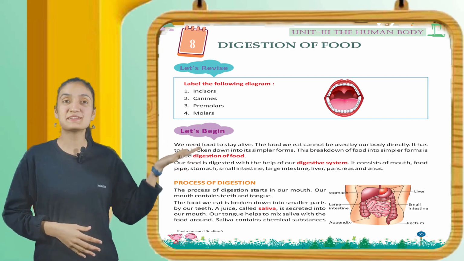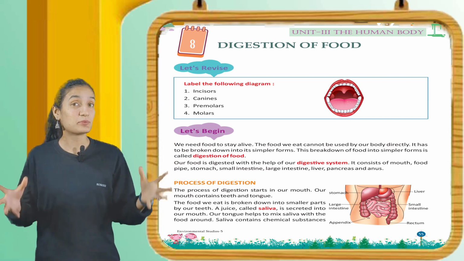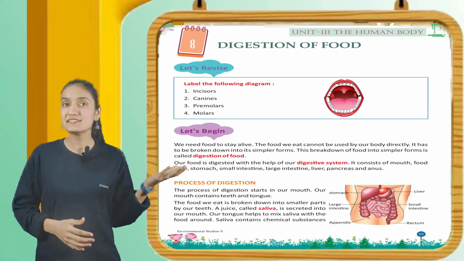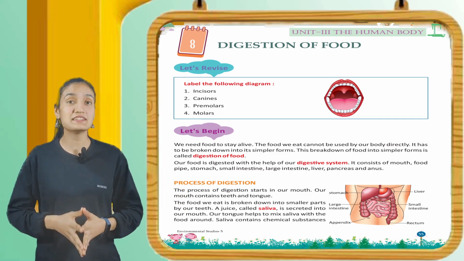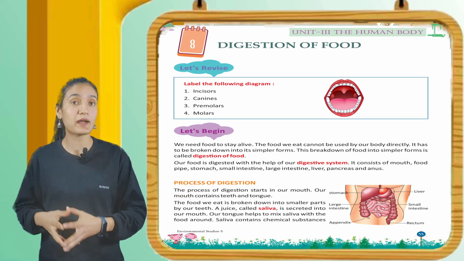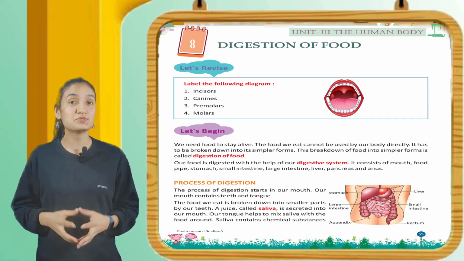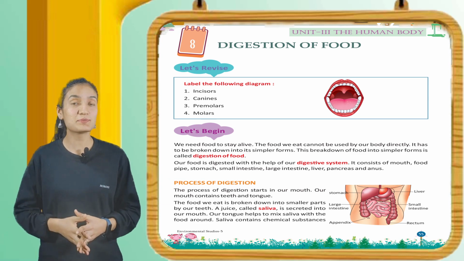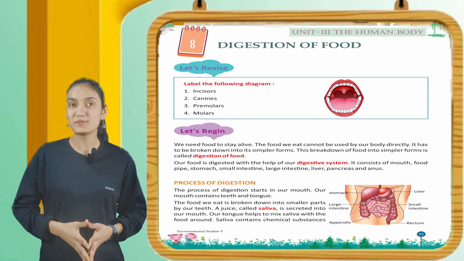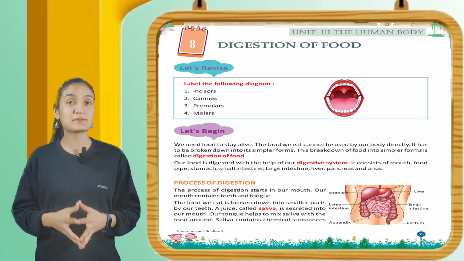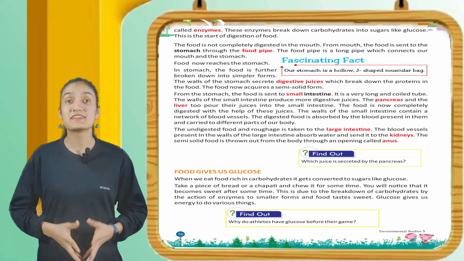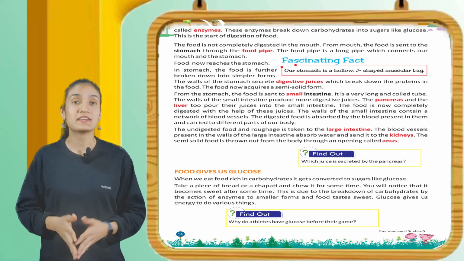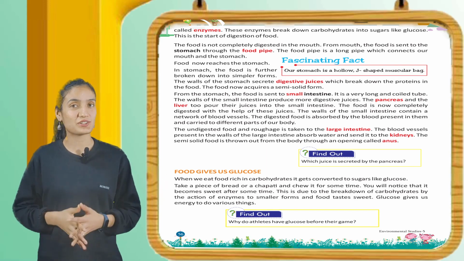Now let's discuss the process of digestion. The process of digestion starts in our mouth. Our mouth contains teeth and tongue. The food we eat is broken down into smaller parts by our teeth. A juice called saliva is secreted into our mouth. Our tongue helps to mix saliva with the food around. Saliva contains chemical substances called enzymes. These enzymes break down carbohydrates into sugar like glucose. This is the start of digestion of food.